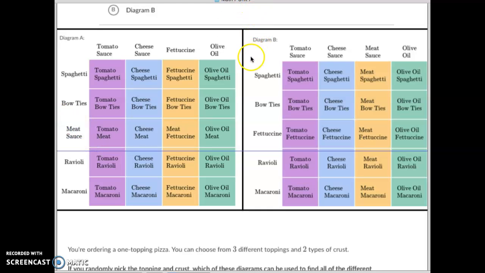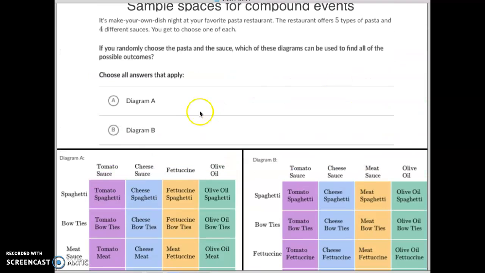So let's hope B does. We have spaghetti, bow ties, fettuccine, ravioli, and macaroni. All 5 of those are pastas. And then we have tomato sauce, cheese sauce, meat sauce, and then olive oil, which are all types of sauces. So in this case, only letter B gives us all of the different outcomes.